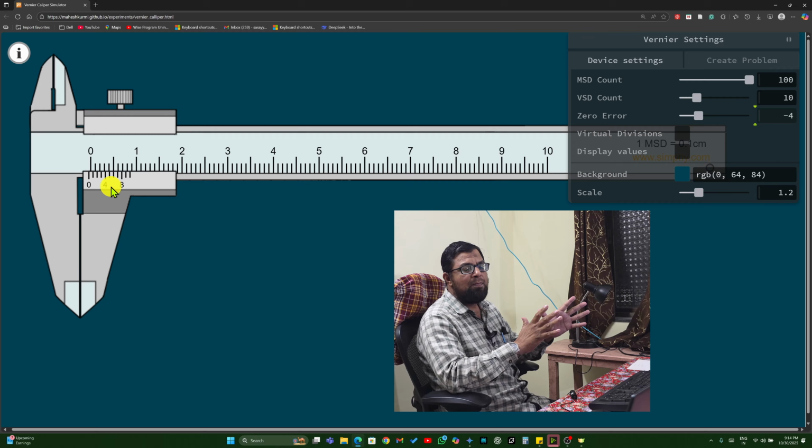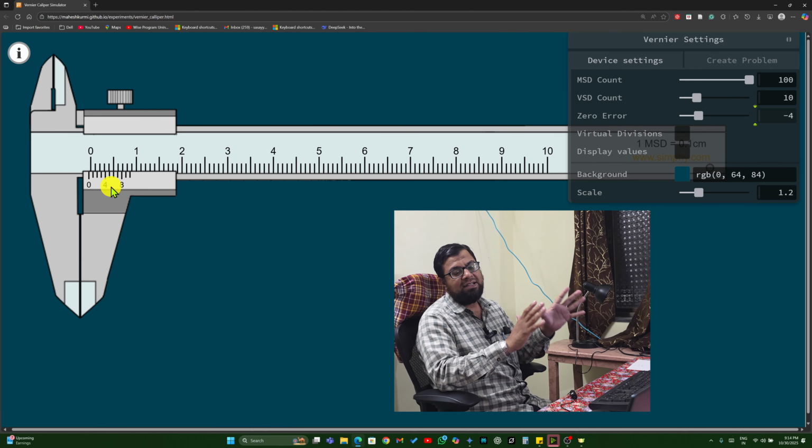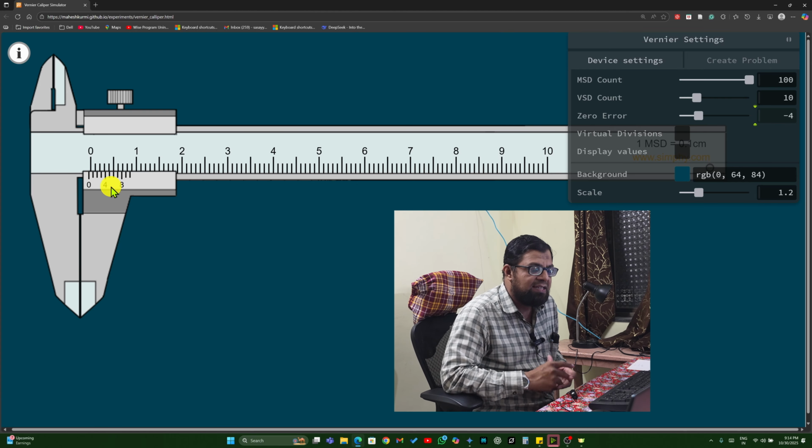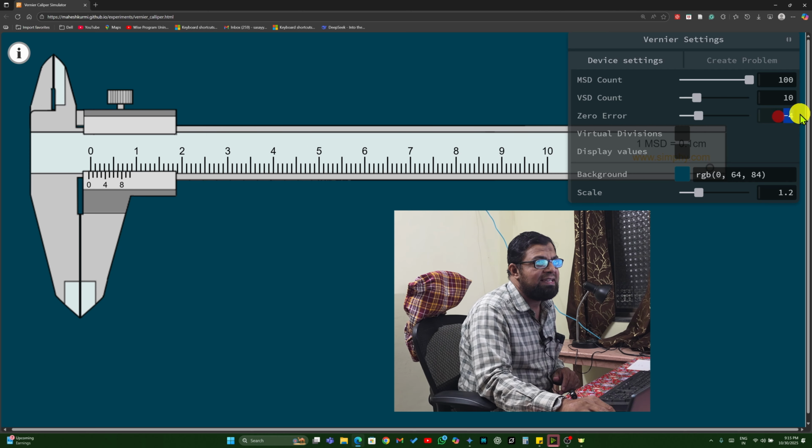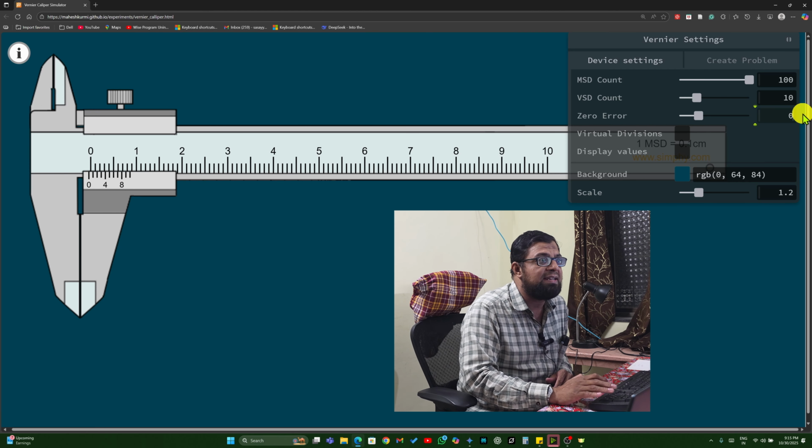Okay, so this is all about the least count and zero error. Now we will see some measurements. Before doing some measurements, I will make this clear that there is no zero error, so I will make it 0.